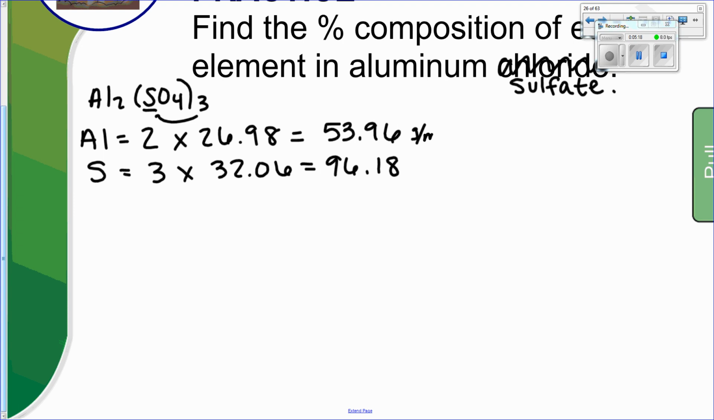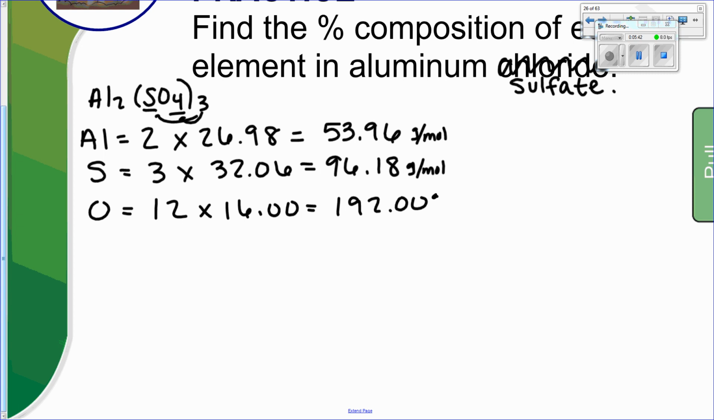Remember, these are all grams per mole. This is the molar mass of the element in the compound, and it also takes into account the amount and how many of them you have, so just keep that in mind. And then oxygen, we have 12 of them because there's 4 inside the sulfate and then 3 here, times 16. And you get 192.00.